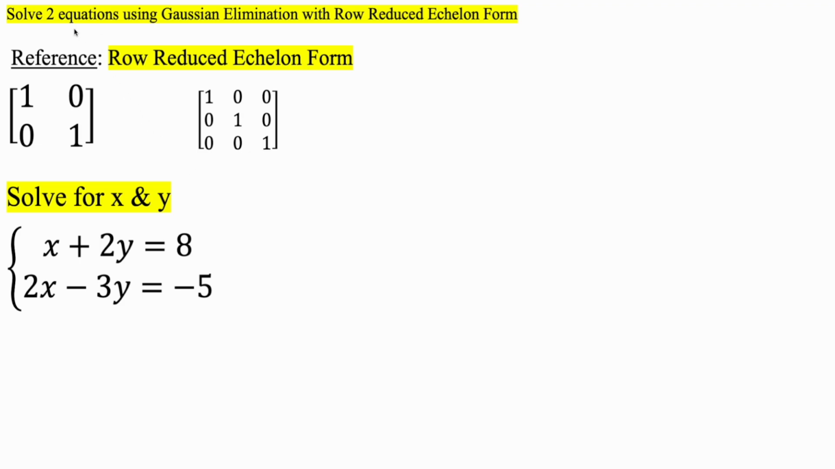Okay, in this video we're going to solve two equations using Gaussian elimination with row-reduced echelon form. In the last video we solved the same problem, but we just used echelon form. So this is slightly different.